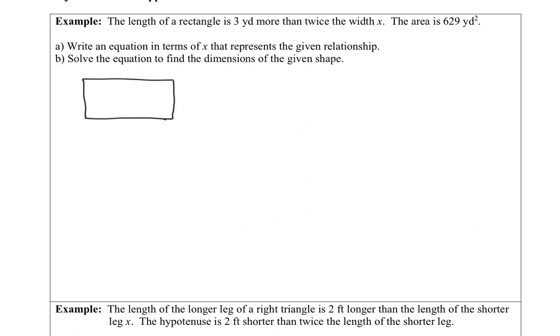Notice it says twice the width x, right? So I'm going to let x represent the width. And then I need to write the length in terms of the width using x. And it says the length of the rectangle is 3 yards more, so plus 3, then twice the width. Twice the width is going to be 2x. So this would be 3 yards more than twice the width. This is going to be equal to the length.